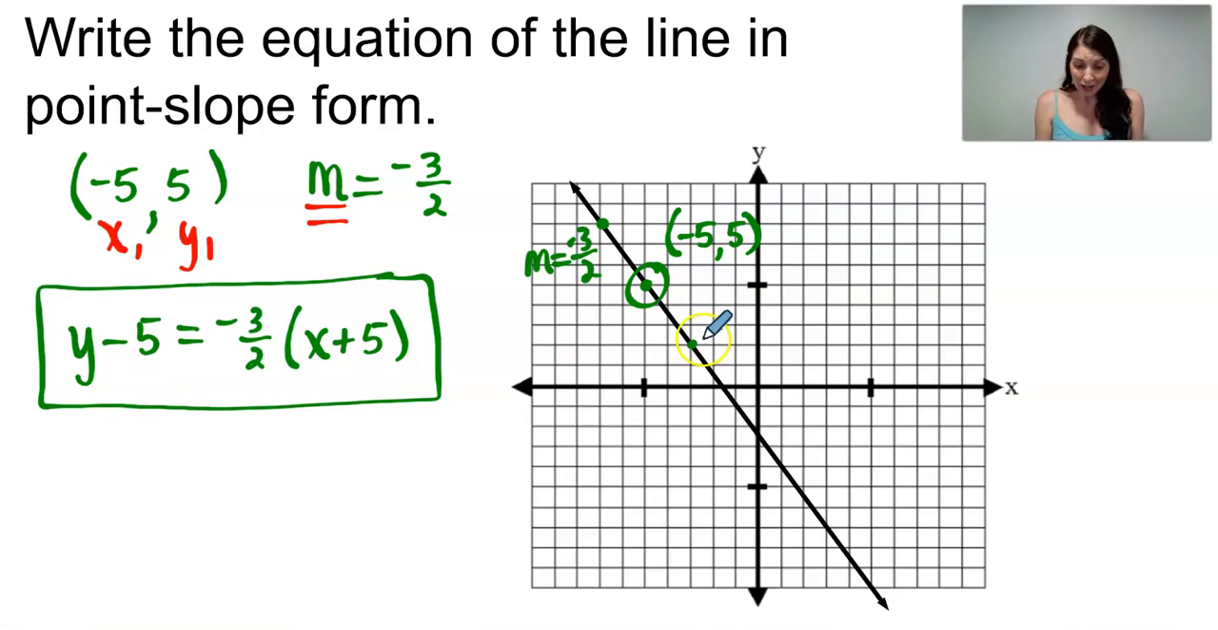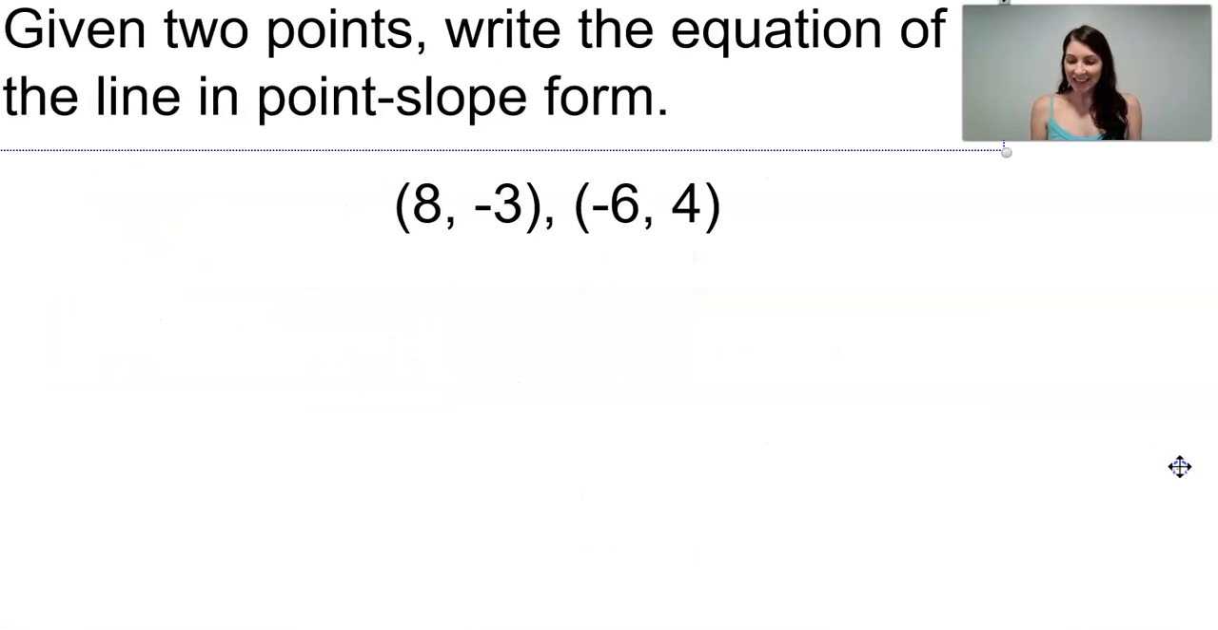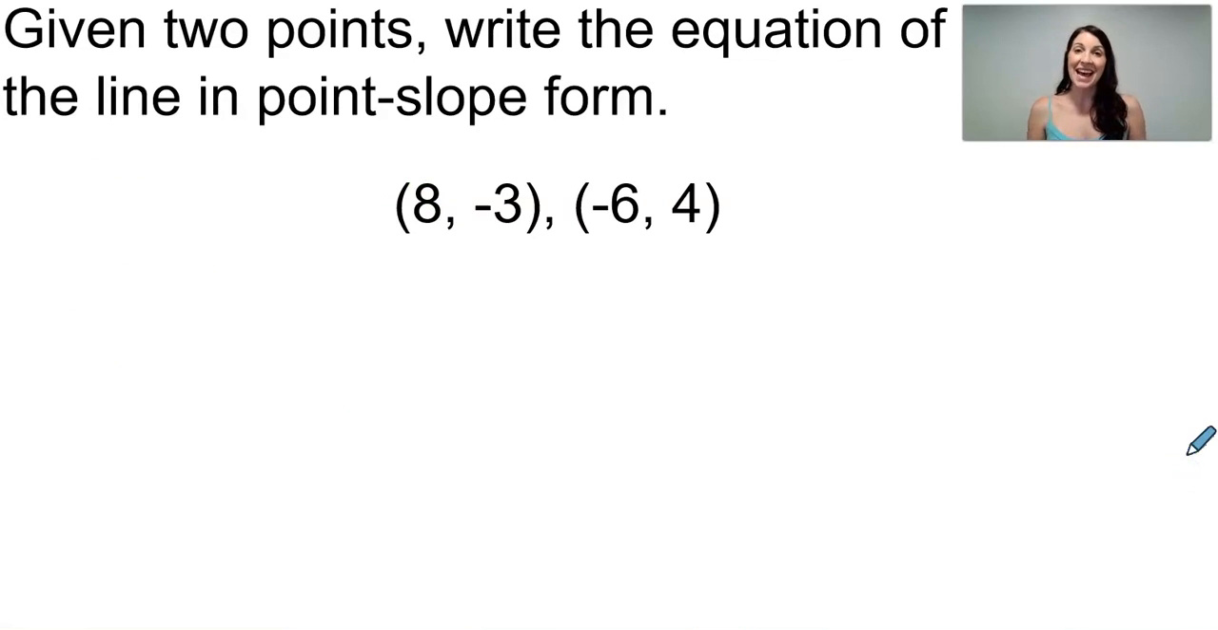Just a reminder, I could have chosen this point, or this point, or this point with the same slope of -3/2, and as long as I chose a point on the line and the slope of -3/2, that would be correct. Let's take a look at one last example, this time where you are given 2 points and asked to write the equation in point-slope form.